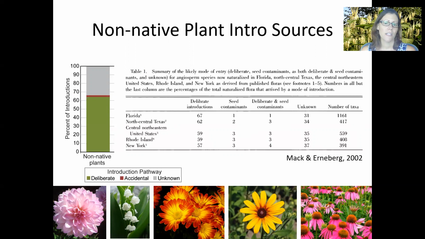And for these ones, these are naturalized species. They're not necessarily invasive, so they're not necessarily expanding, spreading, having an impact. They're just part of the flora now of these regions. So upwards of 60% of those species were deliberate. Somewhere around 2 or 3% were seed contaminants, and then for a bunch of them, we don't know. Possibly the unknowns might be more likely to be contaminants, because otherwise there should be a record of their introduction.